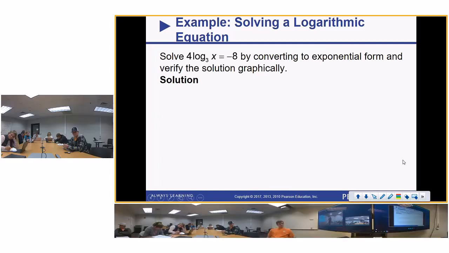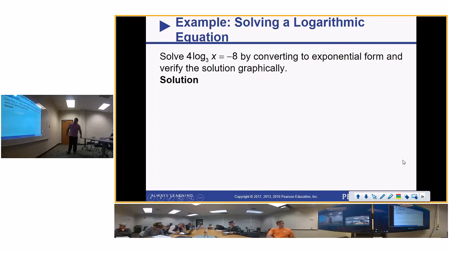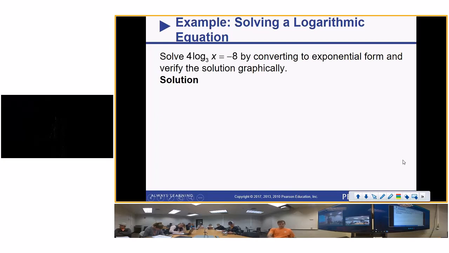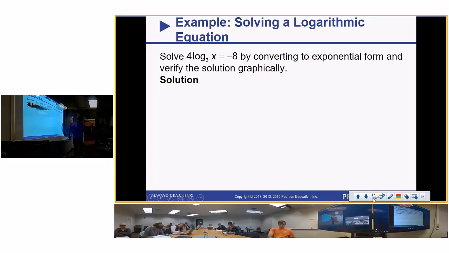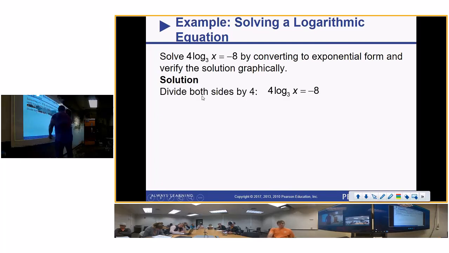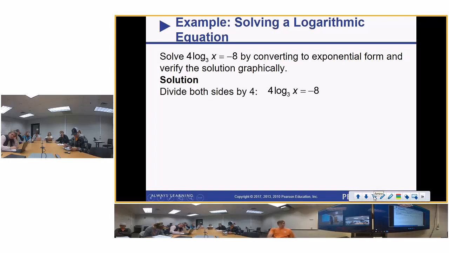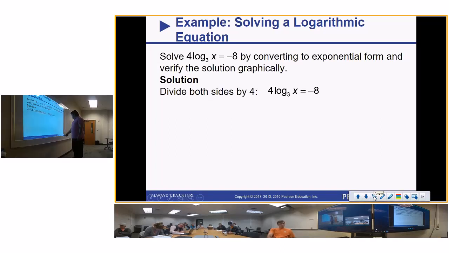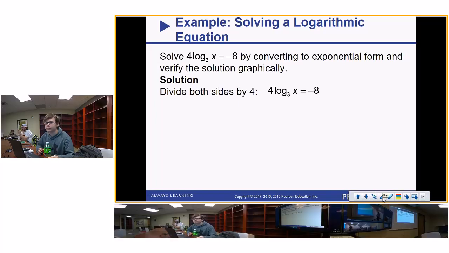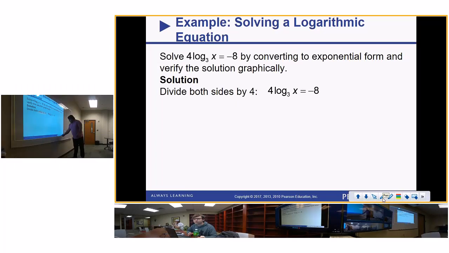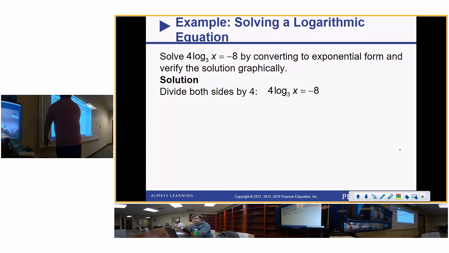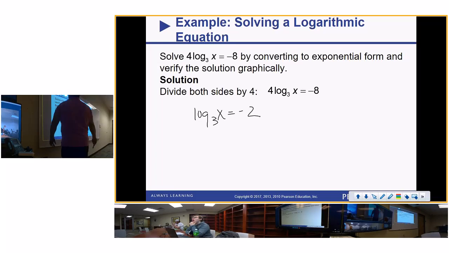Solve 4 log base 3 of x equals negative 8 by converting to exponential form. God, they gotta get on this. They need to get in rewriting. It's old. Go ahead and divide by 4. So that's going to be a negative 2. So log base 3 of x is equal to negative 2, right?